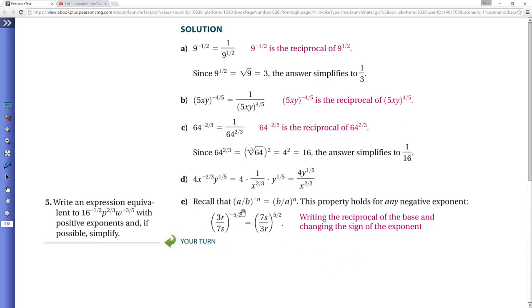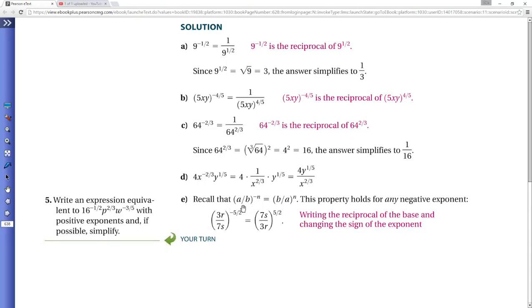Now in this case, this is probably the most important part here, is to recall that a over b to the negative n is the reciprocal of it again. Here we go, right? Which is b over a, and it makes that exponent turn positive. So if I have 3r over 7s all to the negative 5/2 power, it'd be the reciprocal of this, which is 7s over 3r to the positive 5/2 power.